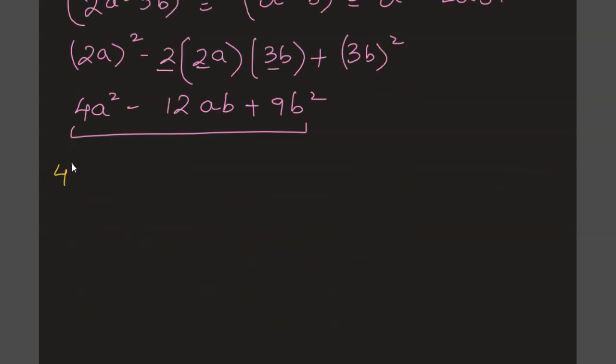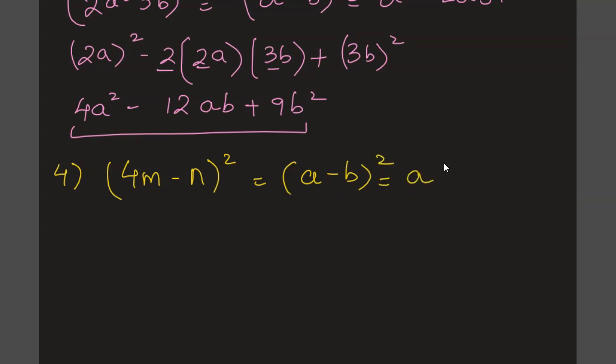Let's take up another example if you still have a doubt. And my question is 4m minus n squared. So this again looks like a minus b whole square type of question, and we know that can be written as a squared minus 2ab plus b squared. In this case, this is our a and this is our b.